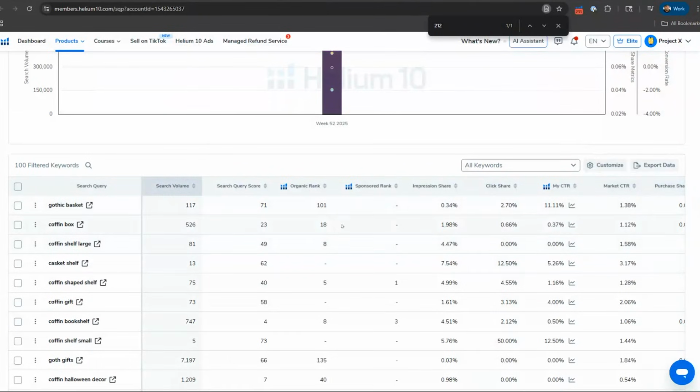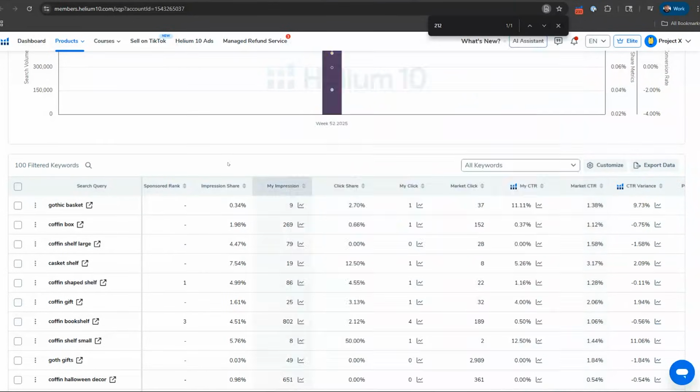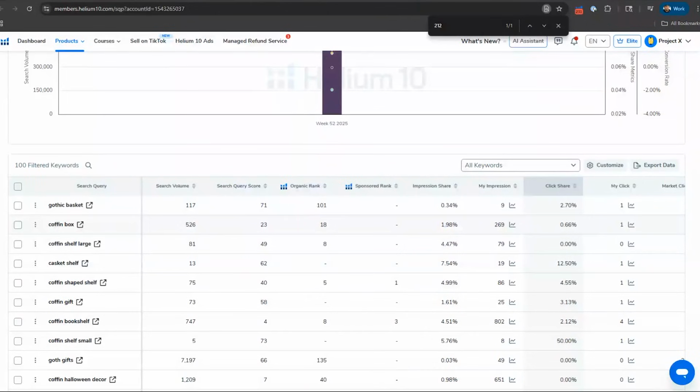And I can see the search volume, or my organic rank, search query score, that's from Search Query Performance, and impression share. All right. Now, by the way, I don't have all of my columns shown here. Some of the ones I'm missing are like my impressions and market impressions, my clicks, market clicks. These are all data points that you can have here as well.